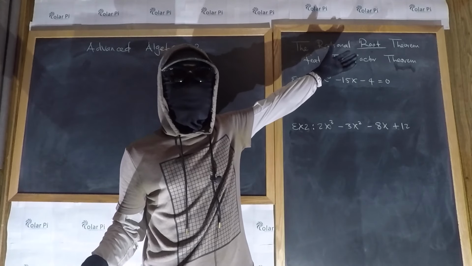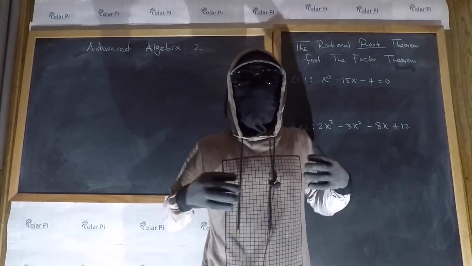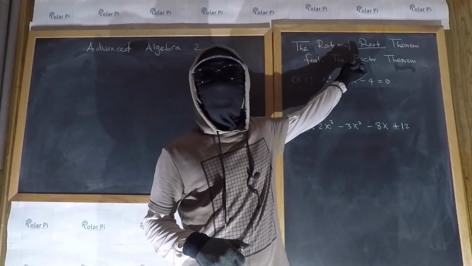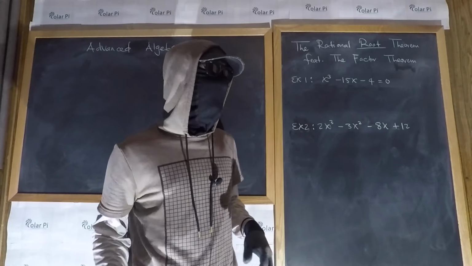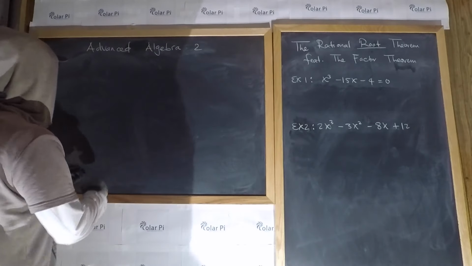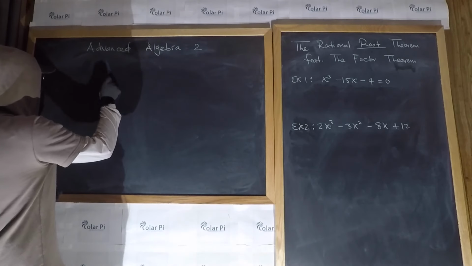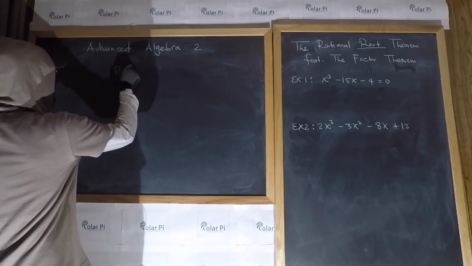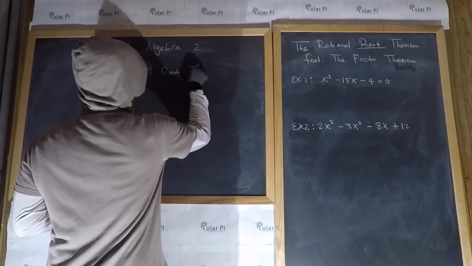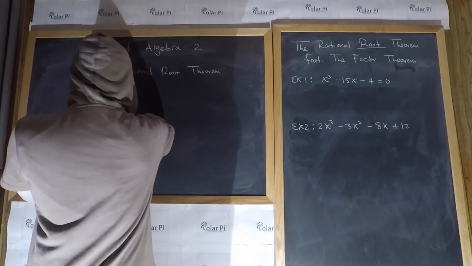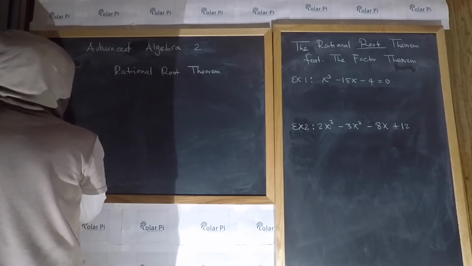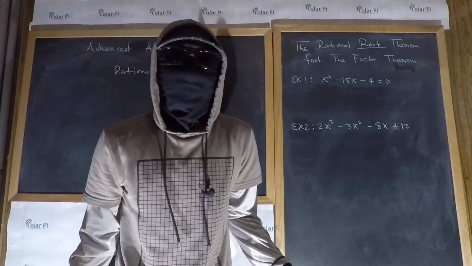One of our go-to tools is the rational root theorem, because it works on any degree polynomial. It will have a small cameo from the factor theorem, but an important cameo nonetheless, as you'll see. So let's get on with it. In a nutshell, this is what the rational root theorem says. Rational root theorem. And what it says is the following, which is don't be crazy.